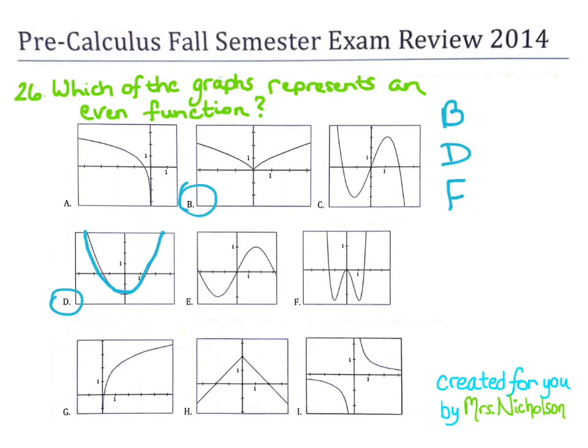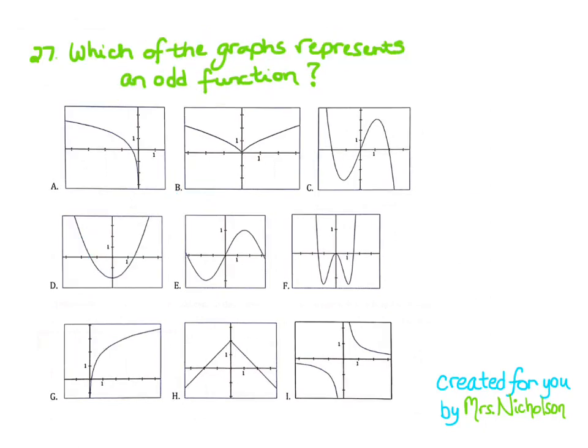G doesn't have any symmetry at all. H does have y-axis symmetry. I does not. All right, let's go to the next question. In this one, which of the graphs represents an odd function?